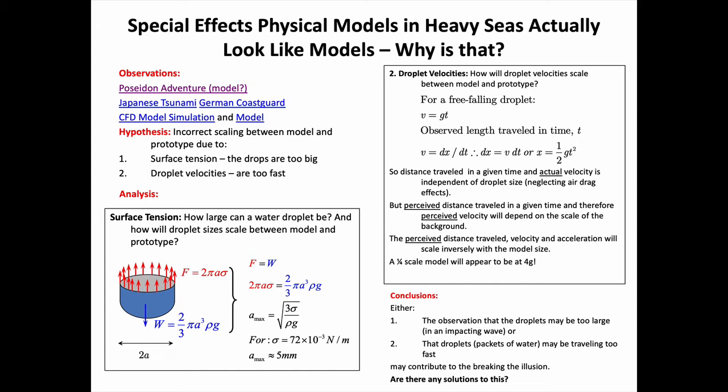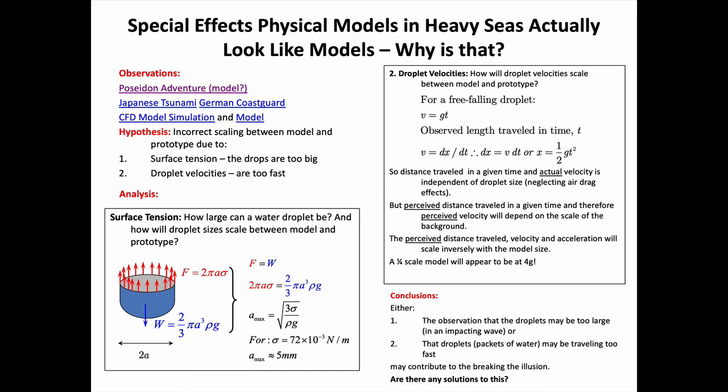And so you can demonstrate reasonably straightforwardly that either of those ones, the fact that you can't get big droplets and that in a model the droplets are moving at the same rate as they would against the background of a real prototype. And so if it's a 10th scale model, then they seem like they're going 10 times faster than they should be, and your eye picks that up. And so those are 2 possible reasons for that.